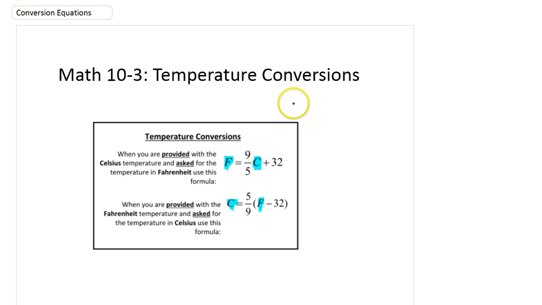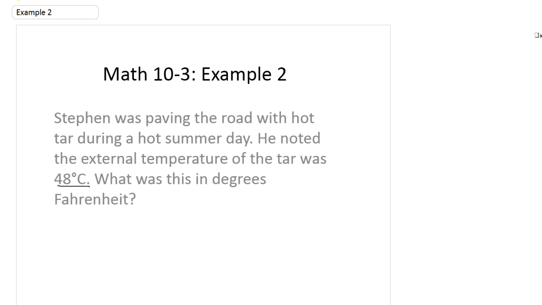We've been given a Celsius temperature, and we're looking for a Fahrenheit temperature. So we're going to use this first equation: F is equal to 9/5 C plus 32 degrees. So now let's click back here, and we've got our equation. We want to know what it is in degrees Fahrenheit.